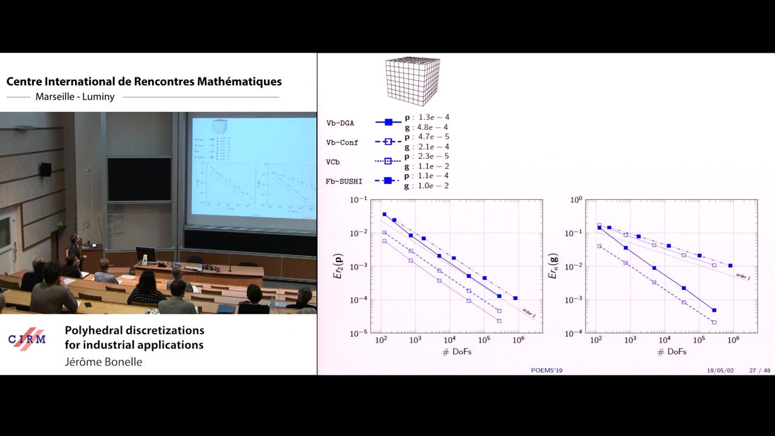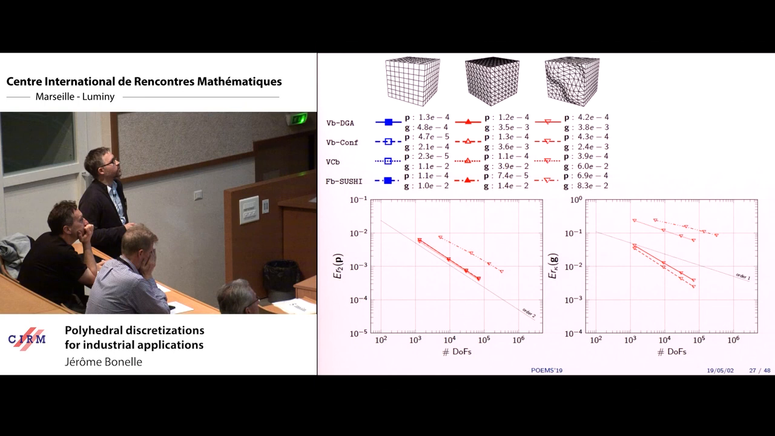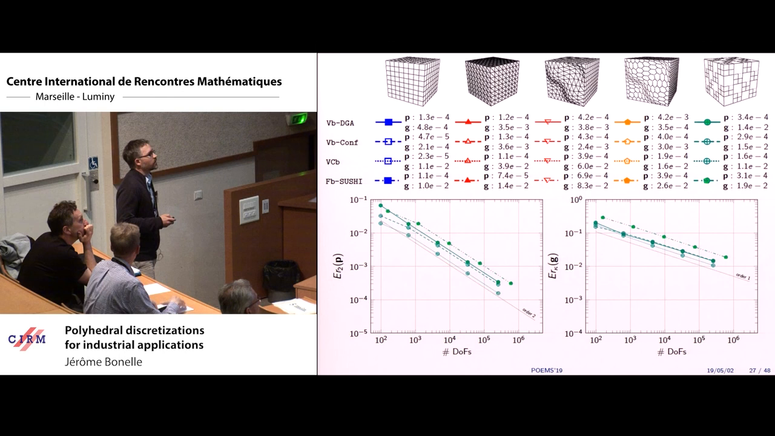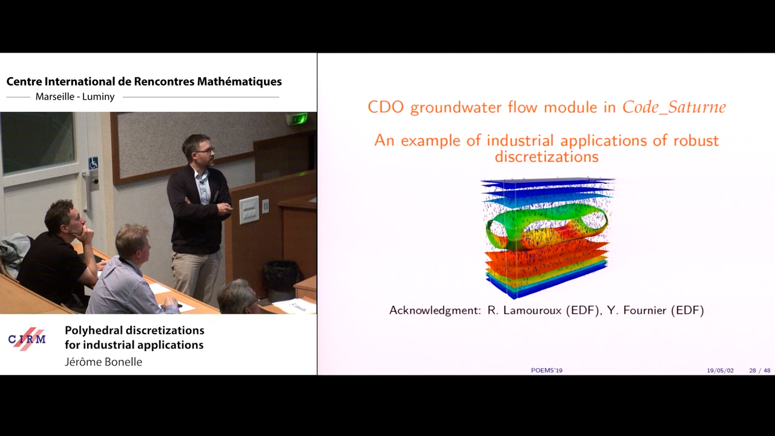So this is the same kind of result for tetrahedral meshes, for distorted prismatic meshes, and for distorted polyhedral meshes, and also for checkerboard meshes. So now I will focus on an industrial application using this kind of discretization, which is devoted to groundwater flow. This is a joint work with Raphaël Lamouroux and Yvian Fournier, who are colleagues.